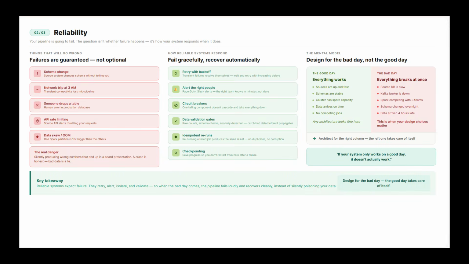Second, reliability. Your pipeline is going to fail. I promise you, it is going to fail. A source system changes its schema without telling you. A network blips at 3 a.m.